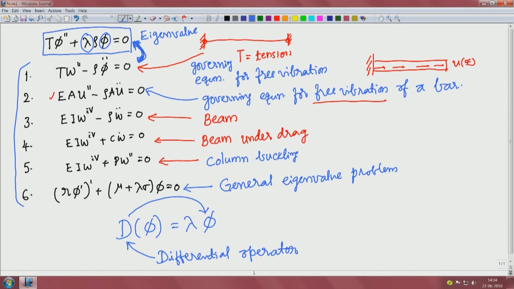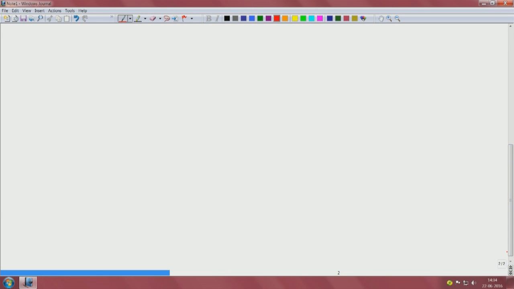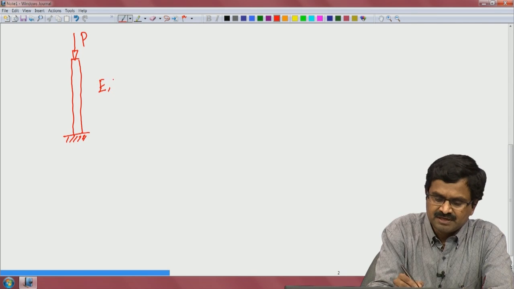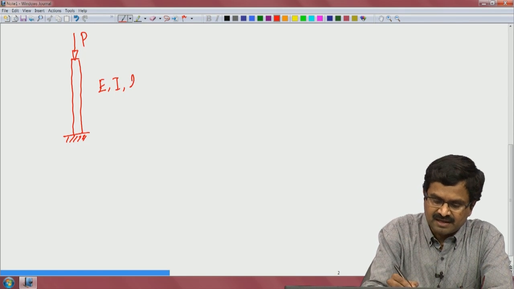In order to understand this and then discuss in detail the column buckling problem, not just buckling analysis, but also design, what we will do is get a little bit more understanding of the eigenvalue problem and buckling at the same time by taking a simple example. Let us imagine that there is a column, and there is a compressive load P on it. This column has Young's modulus E, second moment of area I and length L, the usual things.